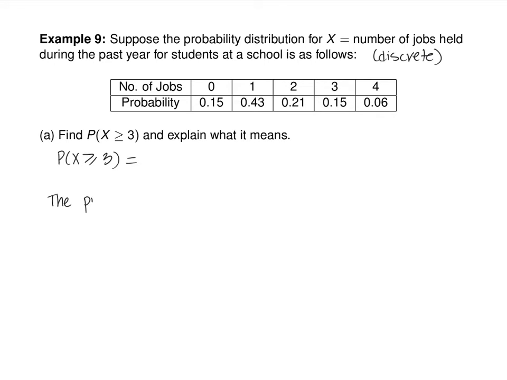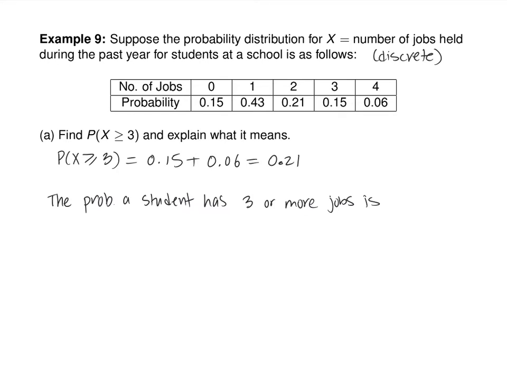So the probability a student has 3 or more jobs is, okay, well, the probability you have 3 jobs is 0.15. Probability of 4 jobs is 0.06, so 0.21. So the chances of an average student having 3 or more jobs is probability 0.21.